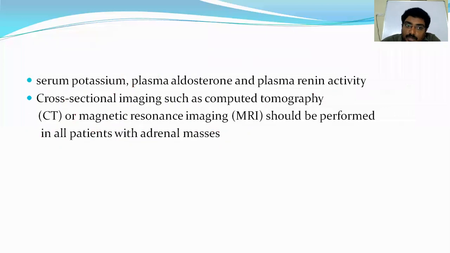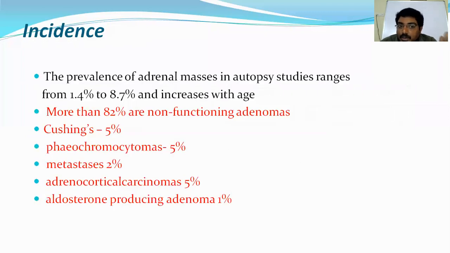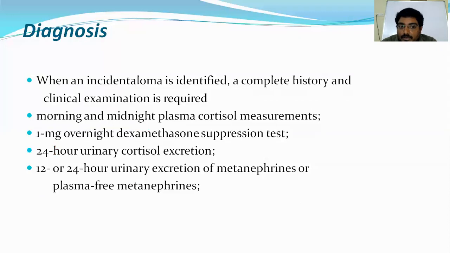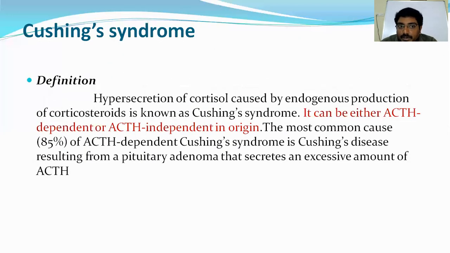The incidentaloma topic is over. Incidentaloma is an incidental finding. Non-functioning is the most common type, at 82%, and the other 18% I told you. And then we will come to Cushing syndrome.